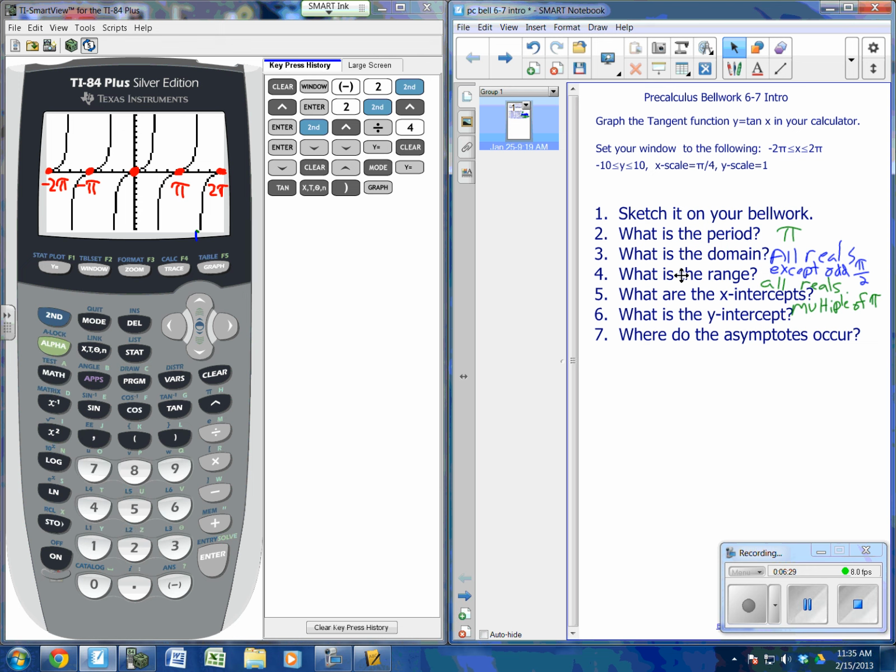Okay, number 6. What is the y-intercept here? That's the easiest question of all. What is it? 0. Yeah, this is the only place it's going to cross the y-axis. That's 0. And number 7. Where do the asymptotes occur? Same place where it's undefined, right? Where the domain is undefined. So where would that be? Odd multiples of pi halves. Odd multiples.